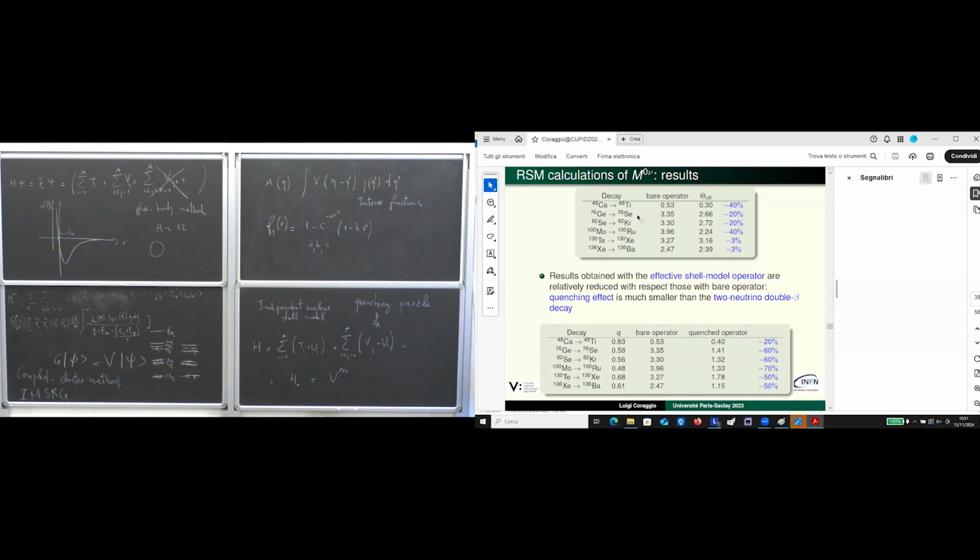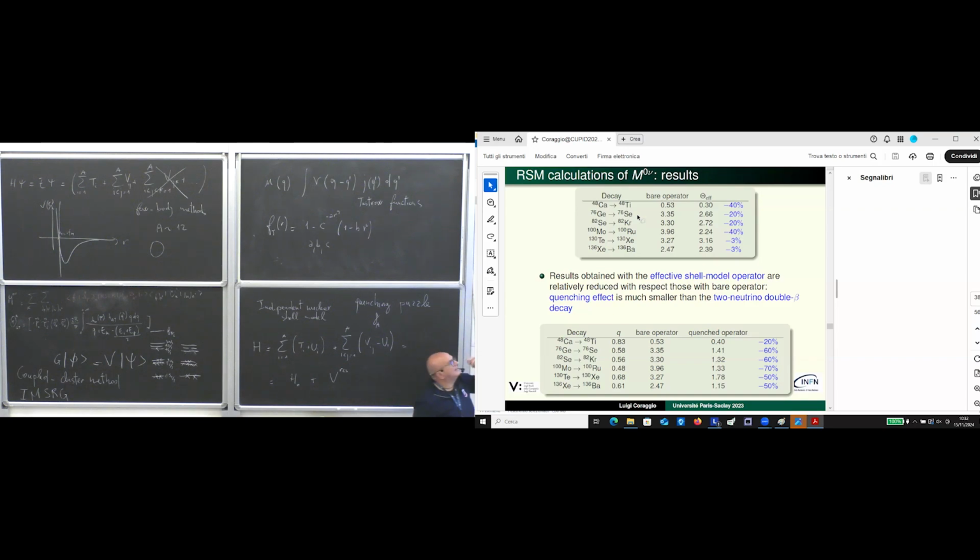0.83 for the decay of calcium 48, 0.58, 0.56, 0.48, and so on, okay? Then I quench with this value my matrix elements, and you see that there is an impact that is up to minus 70%.